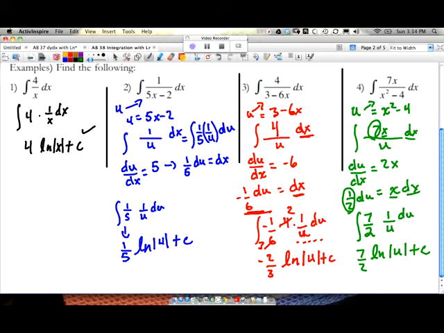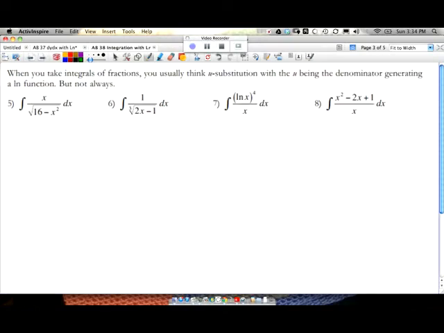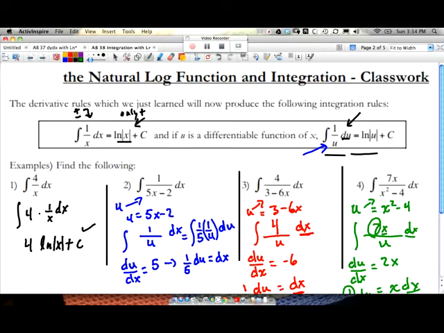Let's look at the next one here. Alright, so these 4 actually are deceiving, because you look at them and you're like, oh, it looks like I've got something and then its derivative on top, and that would be a natural log. But here's kind of a clever key to look for. This is 1 over x to the first. This is 1 over u to the first. And why does it even matter that we would need that? Well, let's break that down for a second.